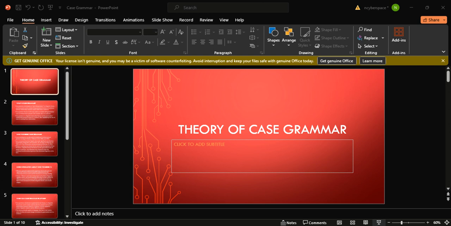So, who pioneered case grammar? Where did this case grammar come from? Who is the first person to invent this case grammar? It was developed as an alternative to traditional transformational grammar by linguists, and by linguist I mean a person who studies language, Charles J. Fillmore, in the 1960s and 1970s.